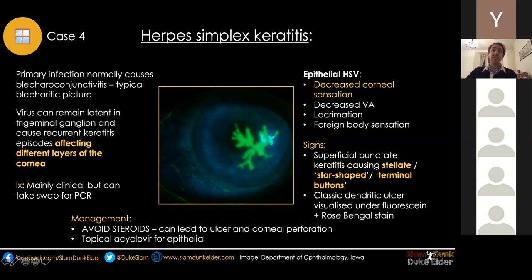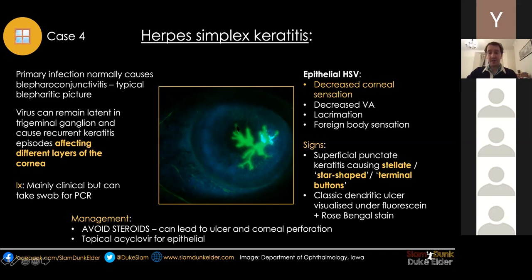So the most outer layer is the epithelial layer, and this one causes a decreased corneal sensation. As with the previous ones, it can be quite painful. This one is typically less painful, and that can make you start thinking it might be a herpes keratitis, but you still have the same foreign body sensation. But you get your typical dendritic ulcer, a dendritic ulcer under the fluorescein staining. So I put here that you have your star-shaped or your terminal bulb.